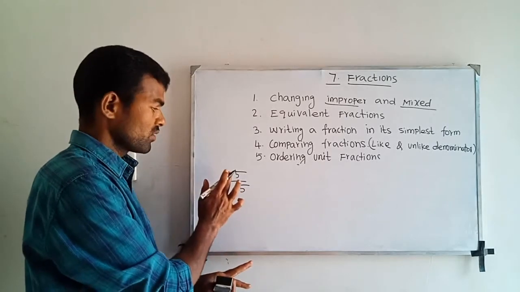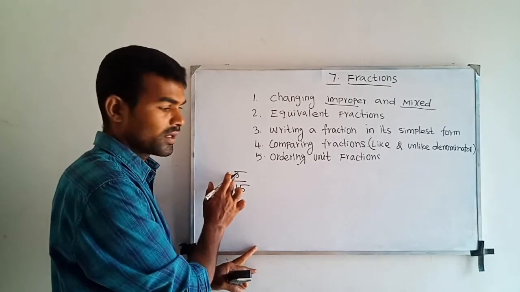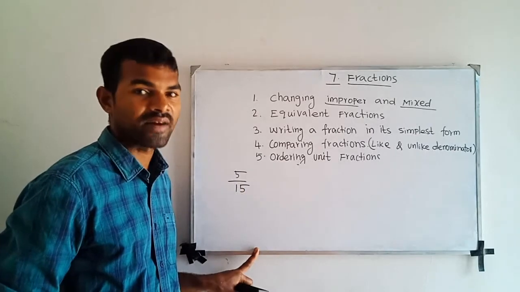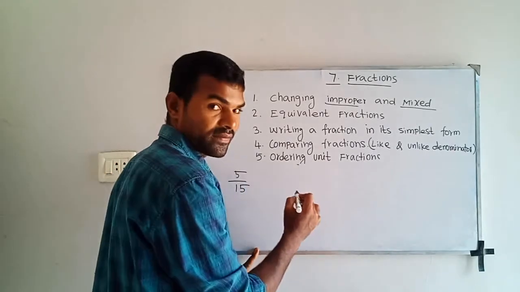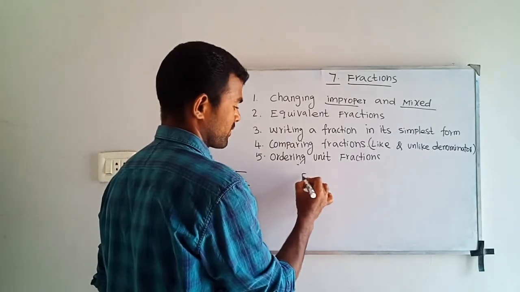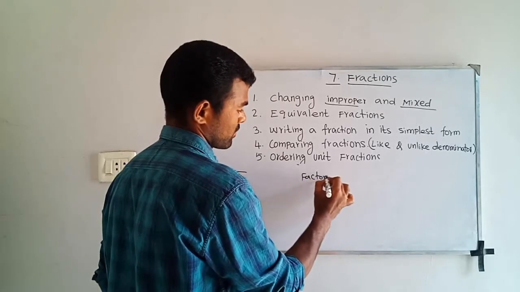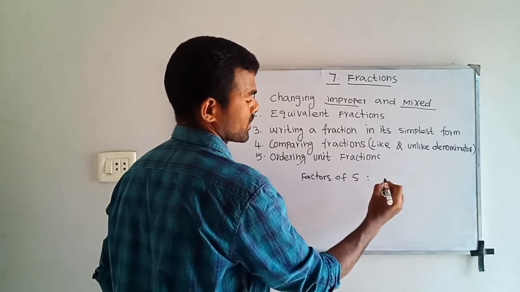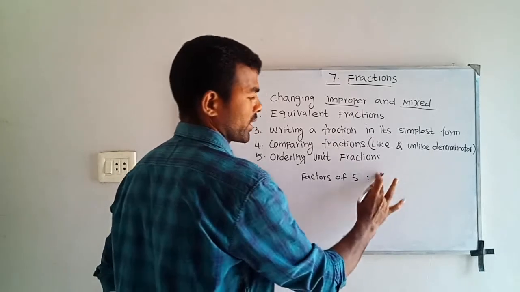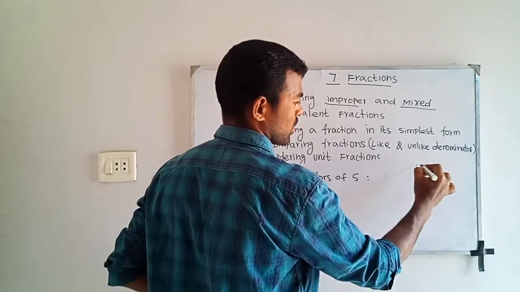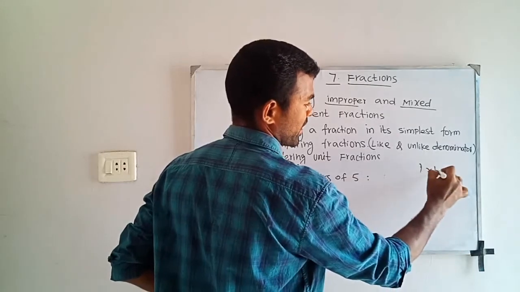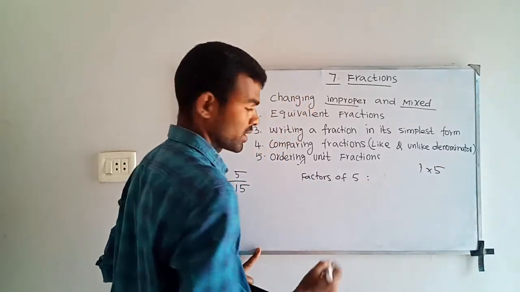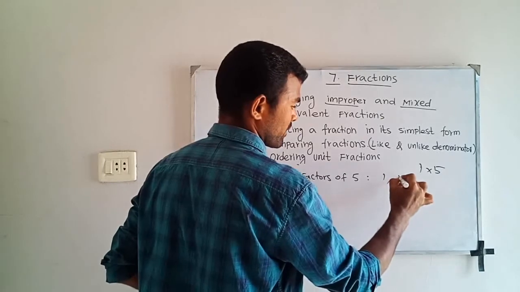What are the factors of 5? We know the factors of 5. 1 multiply 5 is 5. Only 2 numbers, no other. So the factors are 1 and 5.